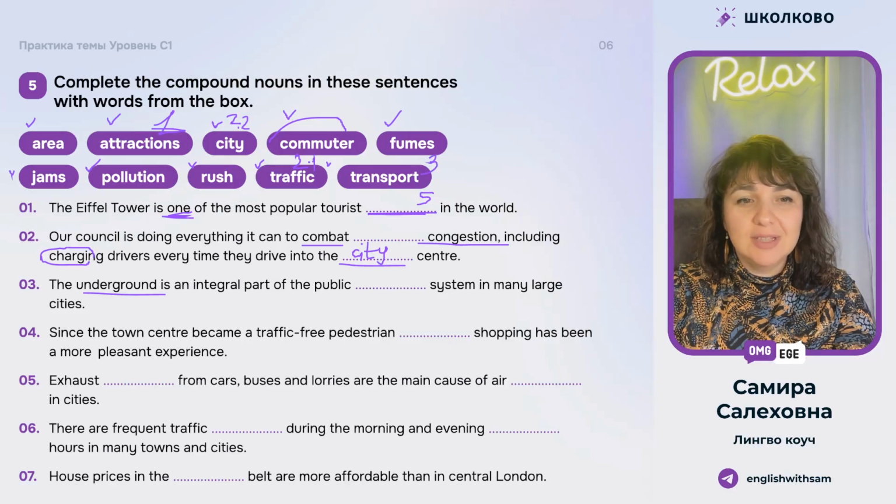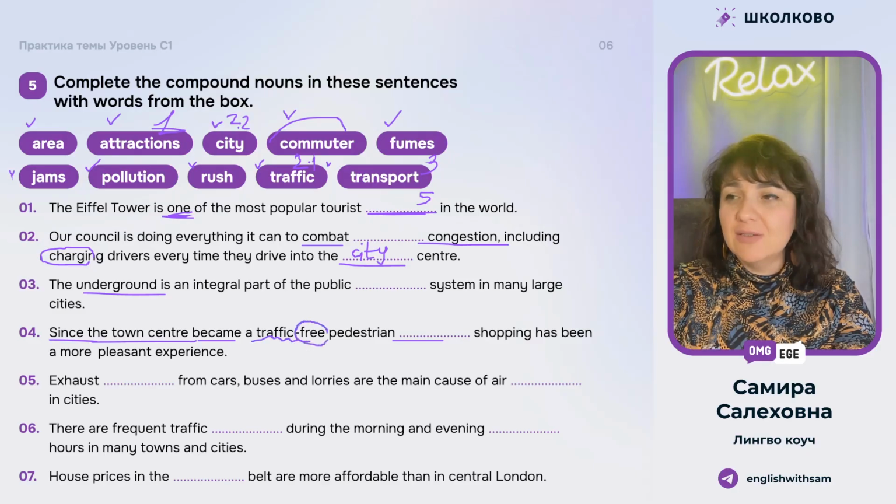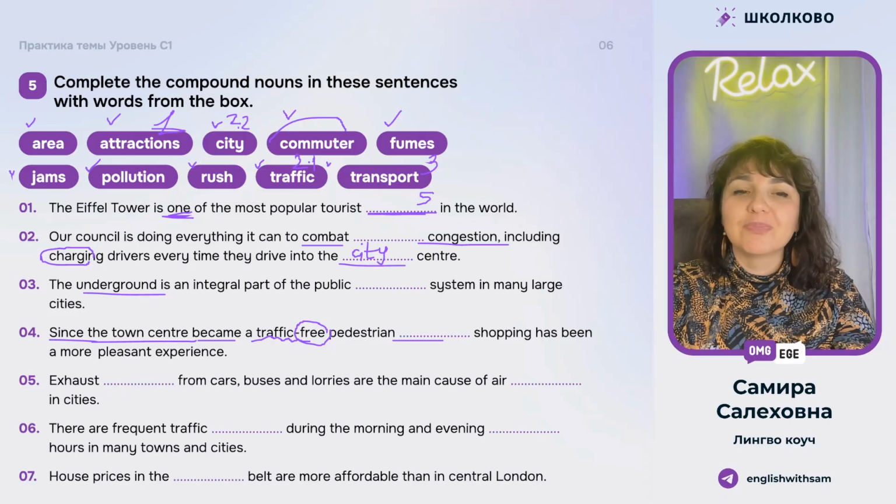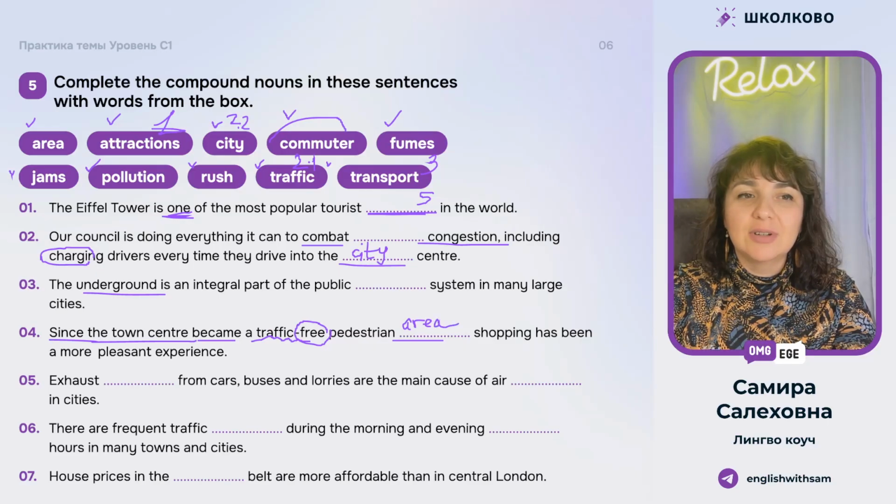Since the town center became a traffic-free pedestrian, shopping has been a more pleasant exercise. Since с тех пор, как центр города стал traffic-free, сейчас тоже будем смотреть, разбирать, что это за составляющая такая интересная. Pedestrian area, that's right. Pedestrian area.